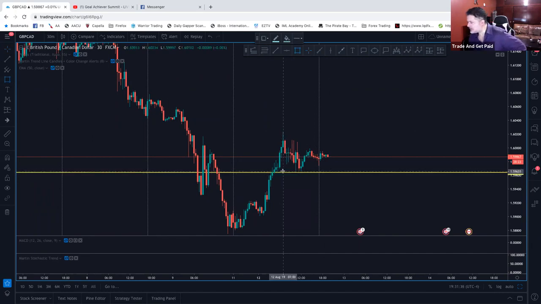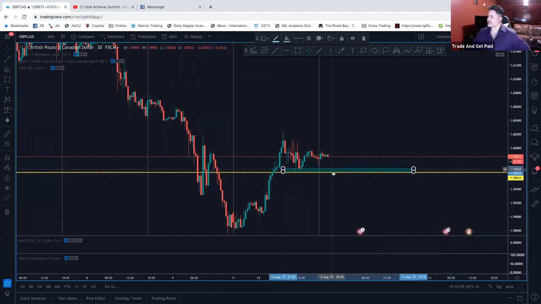Let me see what I see here. In this case, the wicks are above, but I'm not going to move my line because I already drew that line on the daily and I know that's a very strong zone. So instead, I just move my shade to touch the body and cover all those wicks, okay?